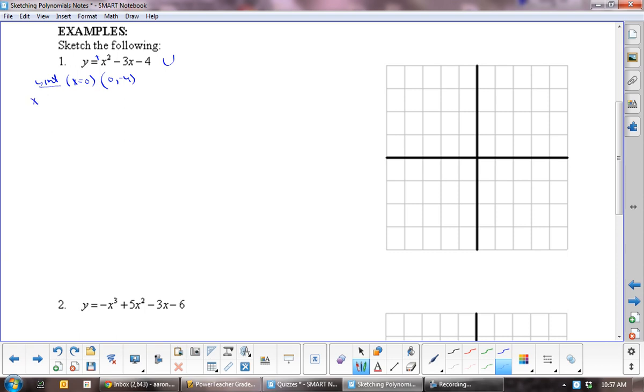So x-int, that's when y equals 0. So we want to go 0 equals x² - 3x - 4. This one's kind of nice. How do I factor this one? This would be (x - 4)(x + 1). So we've got (4, 0) and (-1, 0).